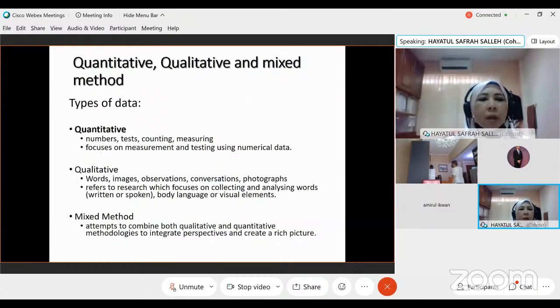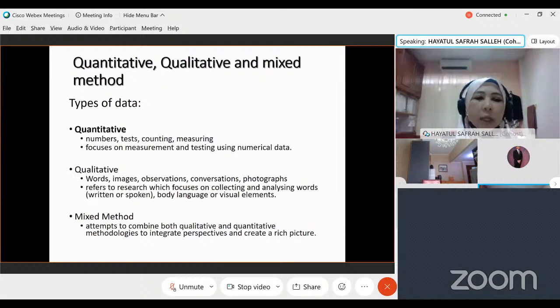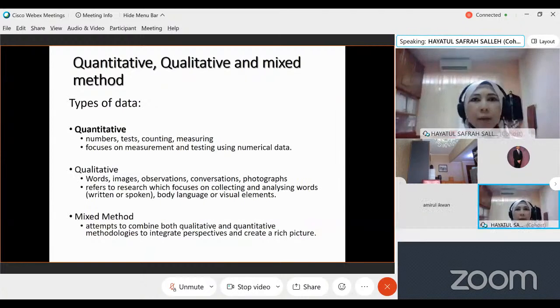Right. There are three types of data that I think you are all already familiar with: quantitative methods, qualitative methods, and also mixed methods. It depends on you which one is the most suitable to answer your research question and research objective. But in my session today, I will focus only on quantitative.